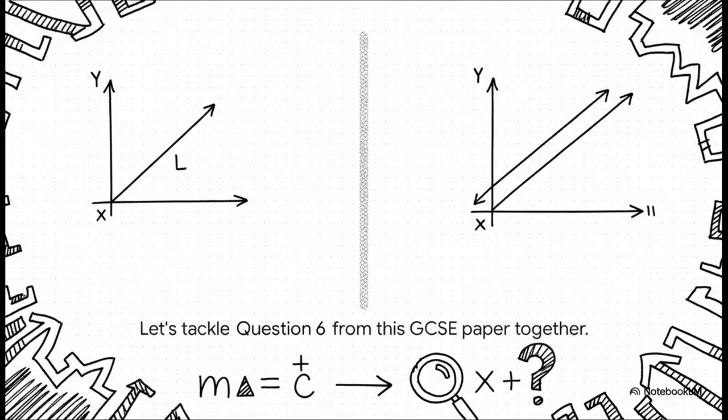All right, here it is, question 6, taken straight from a GCSE paper. Now, you can think of this as a little two-part puzzle. First up, we've got to find the equation for this line they've given us, line L, and then we're going to tackle a second line that's parallel to another one. We're going to do this together, step by step.